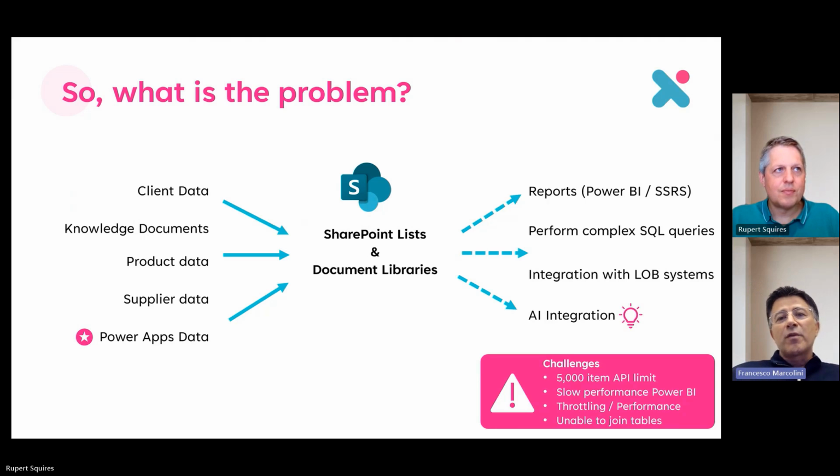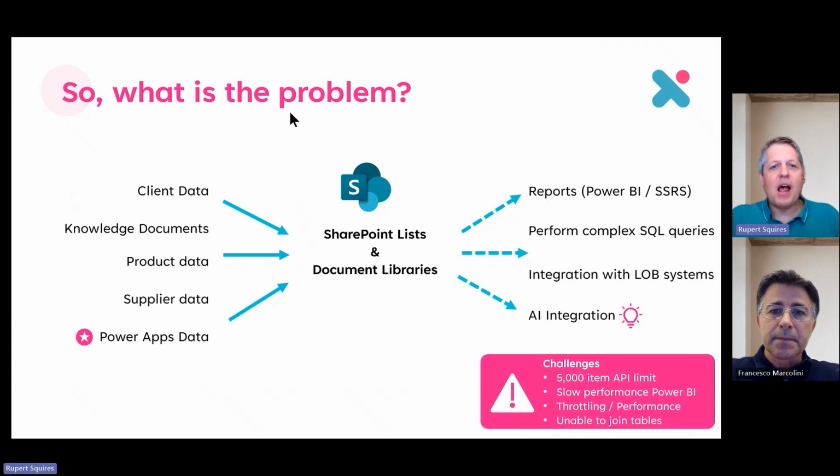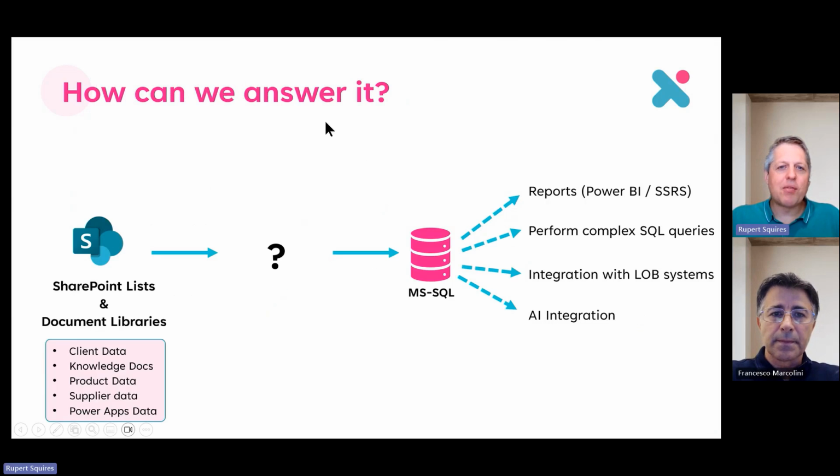And then also the flexibility of accessing the data. It's all good when you have a couple of lists with a few hundred items, but when you start having multiple lists, maybe scattered across multiple SharePoint sites, and you want to have a holistic view of all this data, maybe doing some joins, that becomes virtually impossible directly from SharePoint. Okay, so here's some of the challenges. Let's talk about how we might be able to solve that.